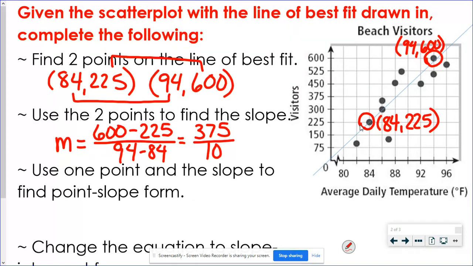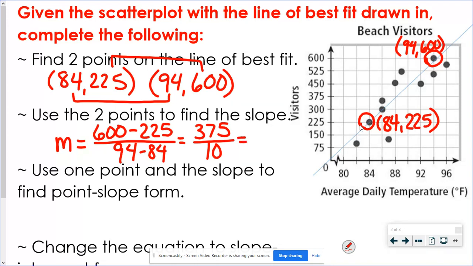Now, typically, we would want to simplify that fraction, sure. However, when we work with line of best fit, when we get into some of this kind of data, it's okay to get a slope that's a decimal. Up until now, we keep saying it's got to be a fraction, it's got to be a fraction, it's got to be a fraction. And now sometimes it's okay to have a decimal. And in fact, on this one, dividing by 10 is really nice.